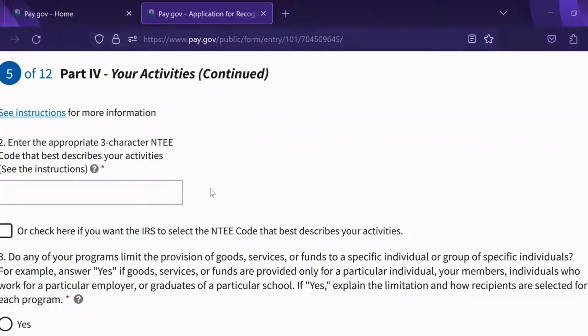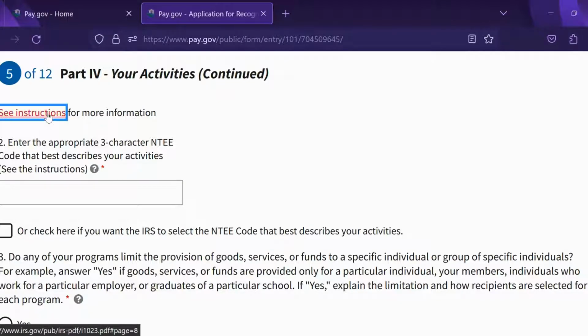Your activities continued. Enter the appropriate 3-character NTEE code that best describes your activities. See instructions for more information. So here you will have to go back to the IRS website to see the instructions with a list of codes, or you can check this box and the IRS will select the code for you. But for Jane's organization, let's see if we can do this really quick.